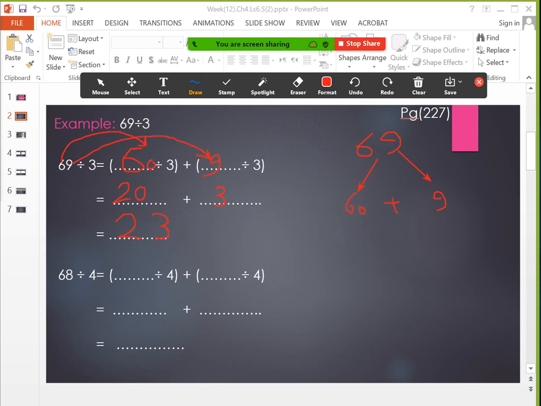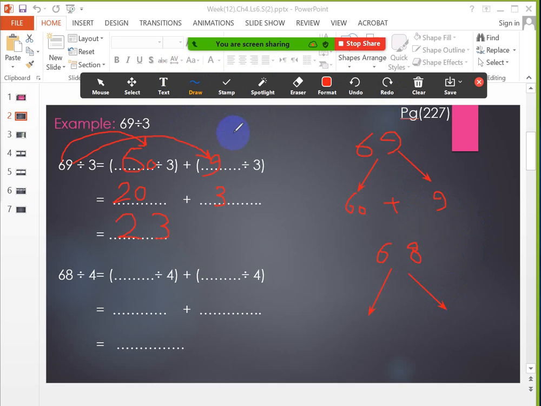What about 68 divided by 4? Also, I will take the dividend, 68. Okay. I have to break this number into two numbers. What are the two numbers? Zain said 60 plus 8.